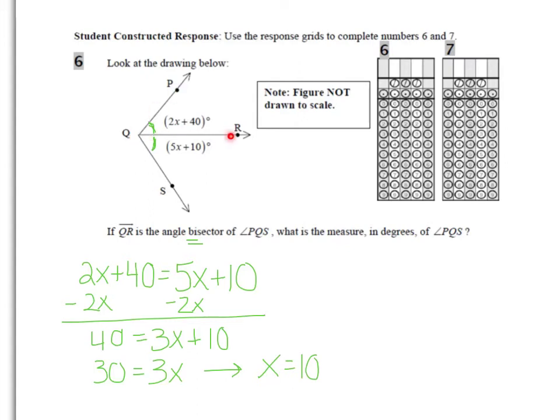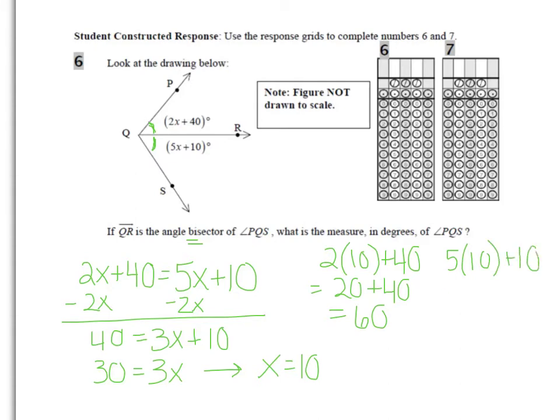If I know what this angle is and I know what this angle is, I can add them together to get this total angle. So I'm going to plug in. I have 2 times 10 plus 40, which is 20 plus 40, which is 60. And I have 5 times 10 plus 10, which is 50 plus 10, which is 60.